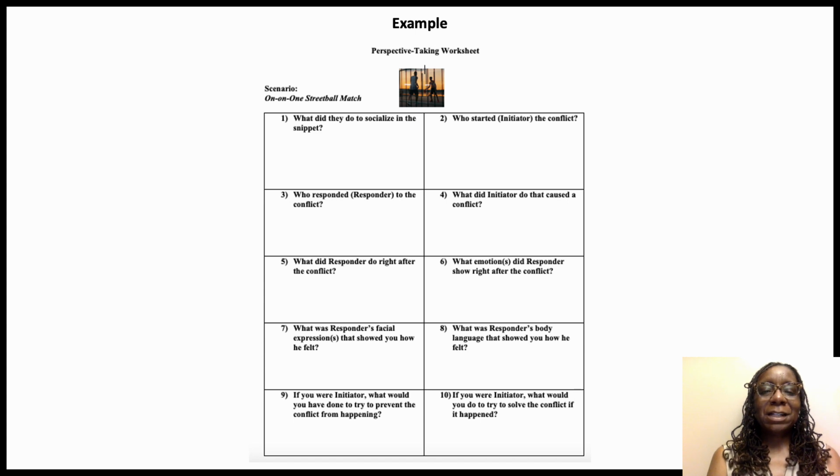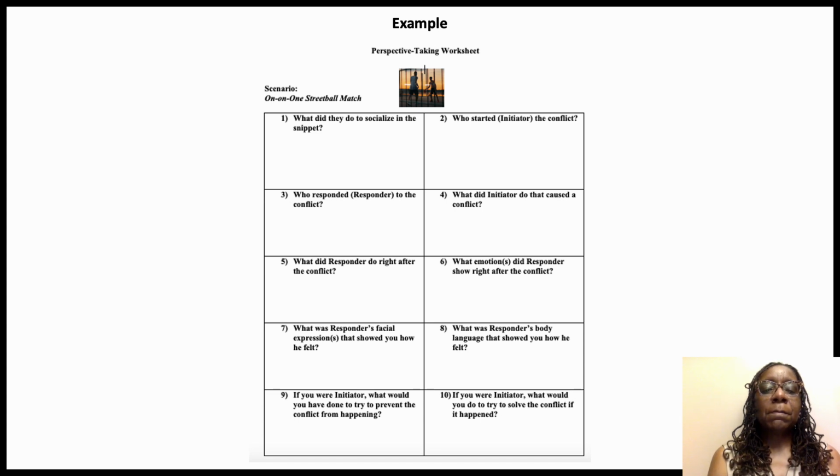Perspective taking worksheet. This is an example of a perspective taking worksheet. You will notice there's a picture below the title, Perspective Taking Worksheet. This picture will go with the video snippet that you just watched. This particular perspective taking worksheet goes with the video snippet, One-on-One Street Ball Match. There are 10 boxes containing 10 questions on every perspective taking worksheet.